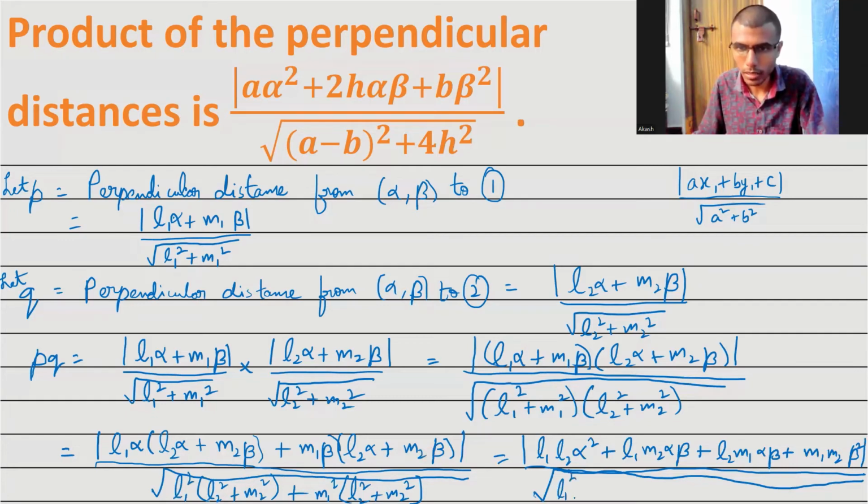Okay, L1 square L2 square plus L1 square into M2 square is nothing but L1 square M2 square, plus here M1 square into L2 square. It's nothing but going to be L2 square M1 square. As I told you, it's better to put L first always. And then M1 square into M2 square is M1 square M2 square. Okay. Now until here, everything's good. Next.